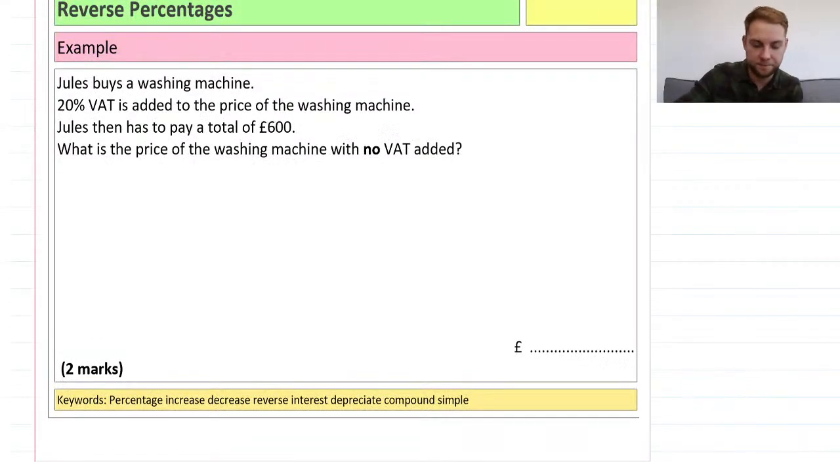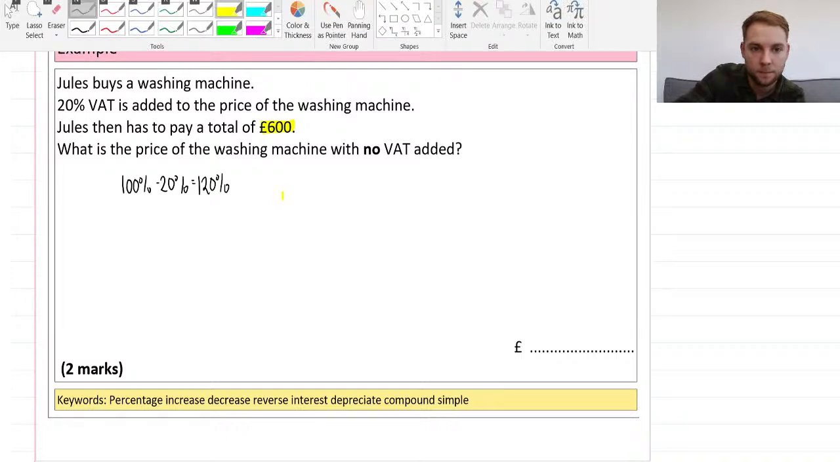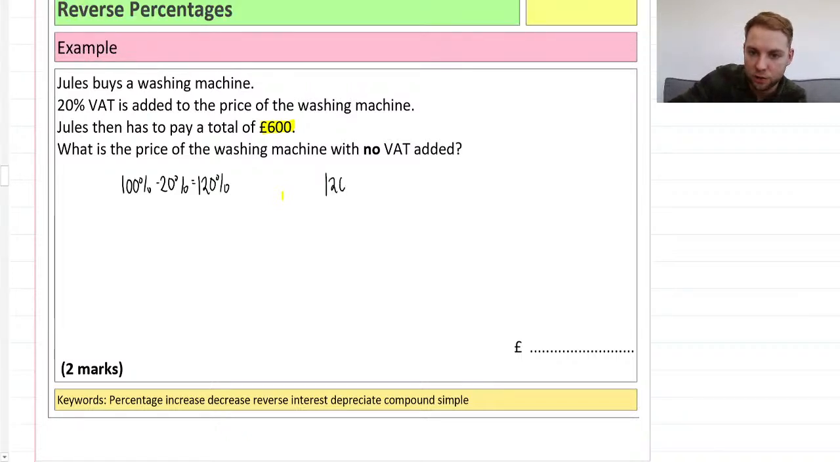Okay, let's have a little look at this one then. So 20% was added, 20% VAT. So our starting point is that we know we've got 100% plus the 20% is equal to 120%. 20% was added. So what does this 600 represent? Well, this 600 represents the price with the VAT, which is that 120%. So our starting point is that 120% is equal to 600.